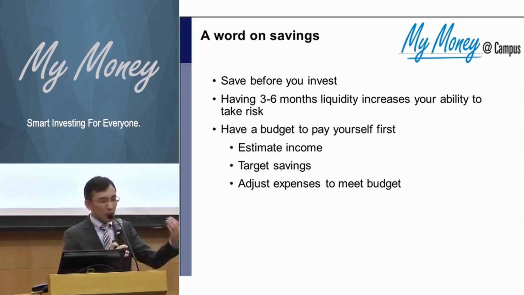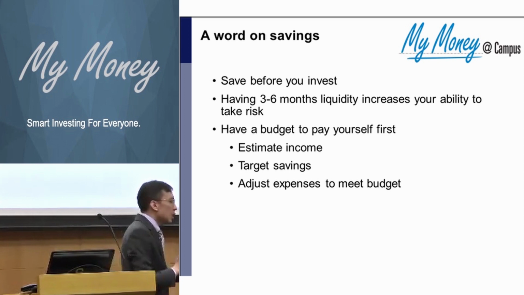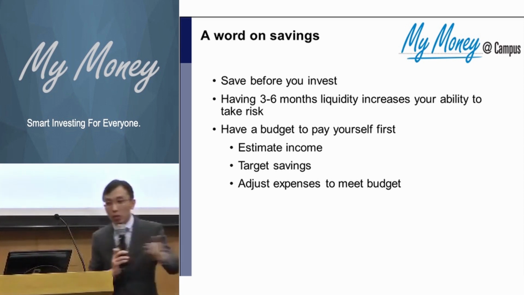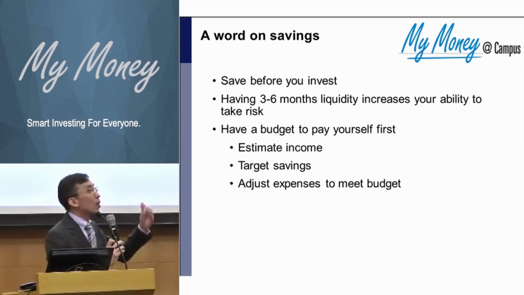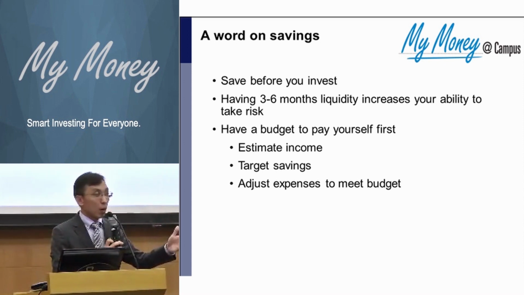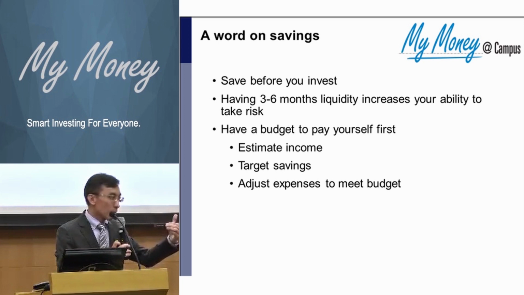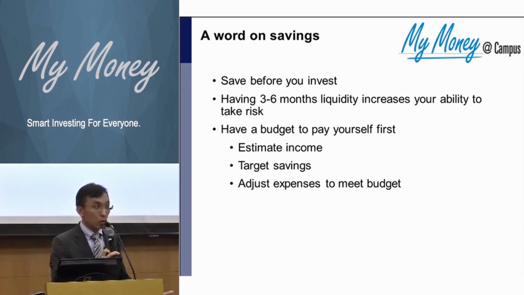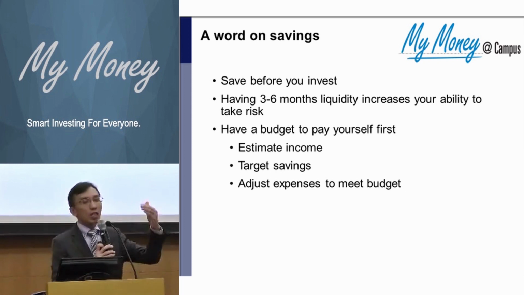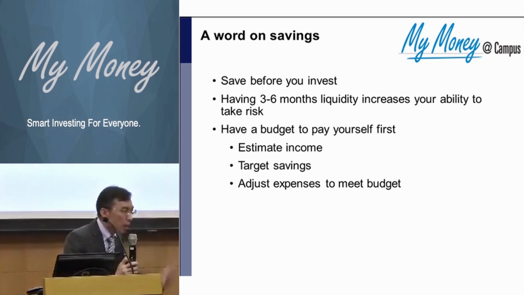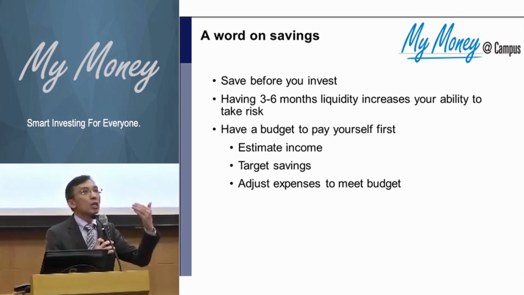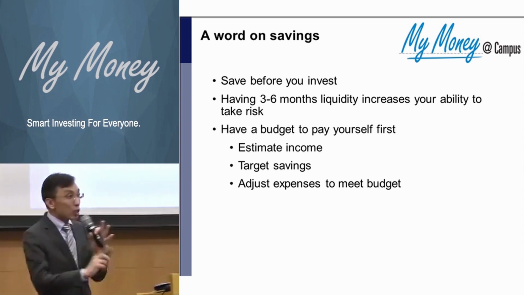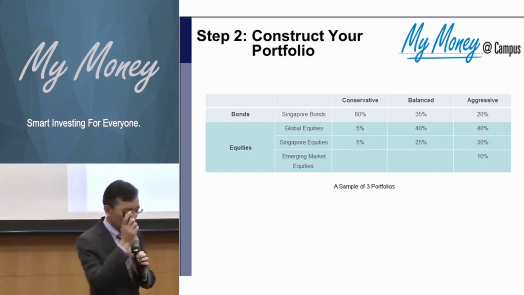So step number 1 is you estimate your income. Number 2 is you target the saving amount that you really want to save. Then after that, you adjust your expenses so that you are able to meet the budget. Are we okay? This is important, but I have no time to elaborate. I'm trying to give you a simple budgeting technique, but no time. I just want to emphasize, you need to save first before you invest. Savings increase your ability to invest. So once you are done with that, you are ready to build your portfolio.